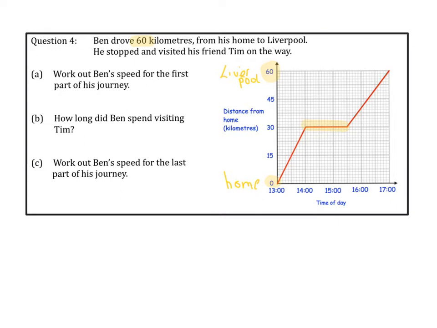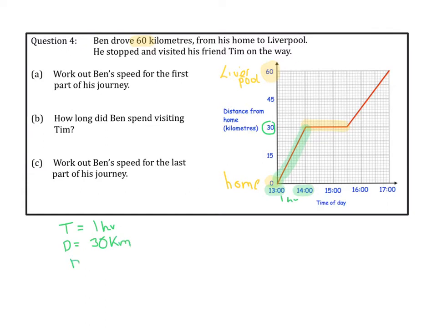So for this part, I'm literally just going to look at the time and we're going to look at the distance, speed, time triangle. So for the first part of his journey, let's do this bit in green. That's this bit here. And it's between 1 and 2, so that's 1 hour. So he's gone, time is 1 hour, and he's gone 30 kilometres, so distance is 30 kilometres.